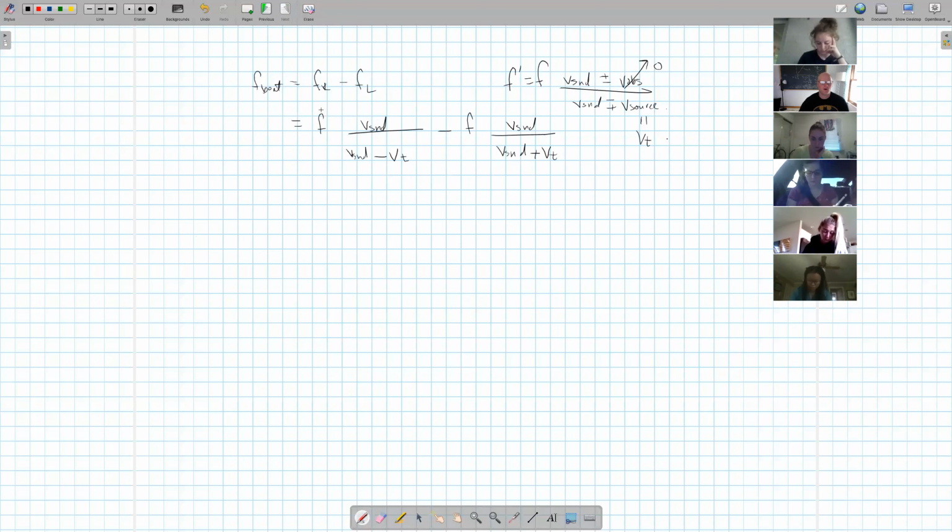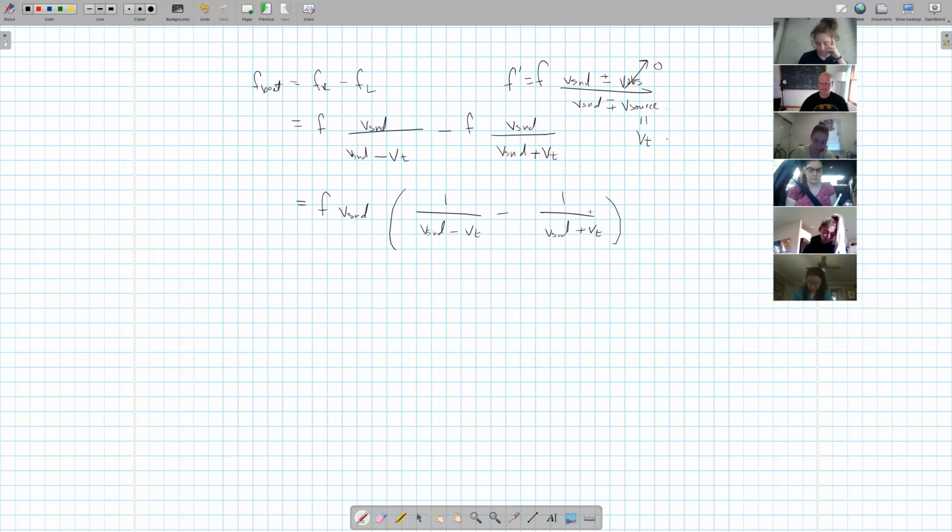Good. Now, they both have f, so we can factor that out. They both have speed of sound, so we can factor that out. So let's write this then as the frequency times the speed of sound times then 1 over v sound minus v of truck minus then 1 over v sound plus v of truck.